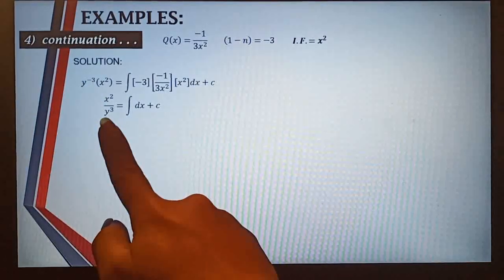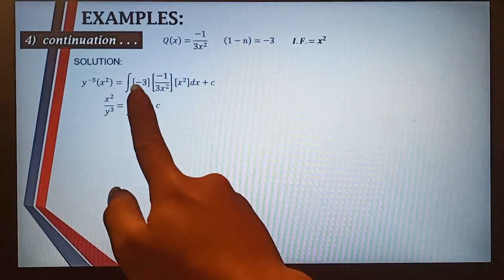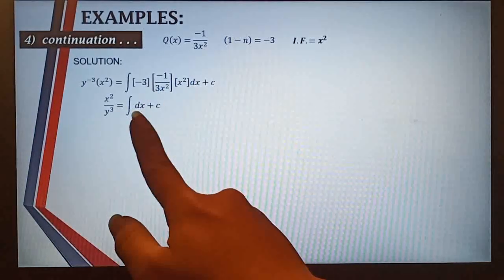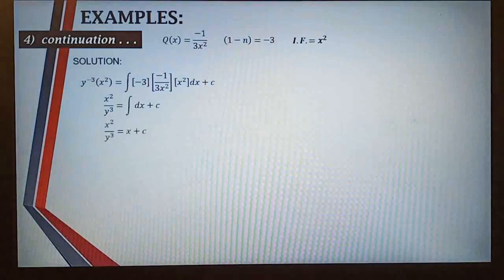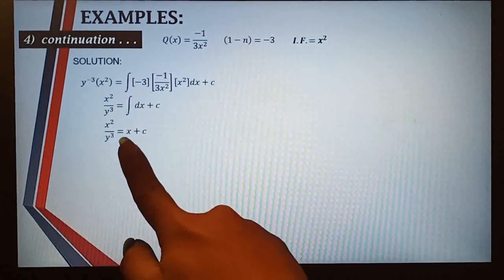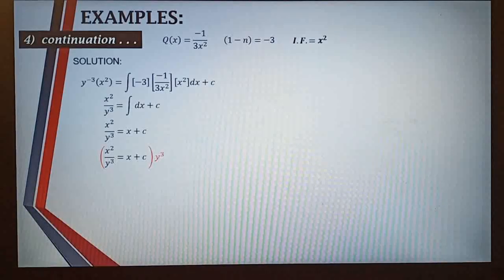So simplifying this equation, cancel si 3, negative to negative is positive. Cancel yung x squared, matitira na lang sa atin ay dx. So plus c. Well, in that case, you will now have x squared over y cubed equated to x plus c. Then simplifying the equation by multiplying it sa y cubed. You will now have x squared equals y cubed multiplied to x plus c.